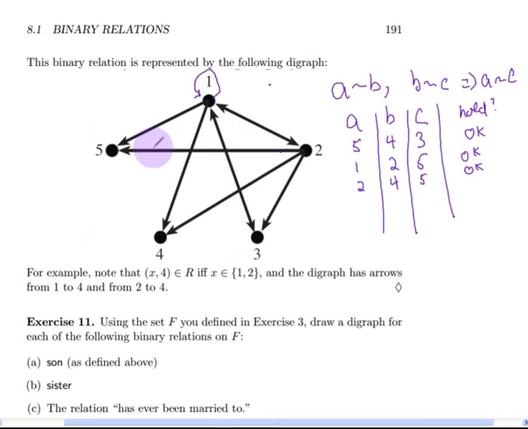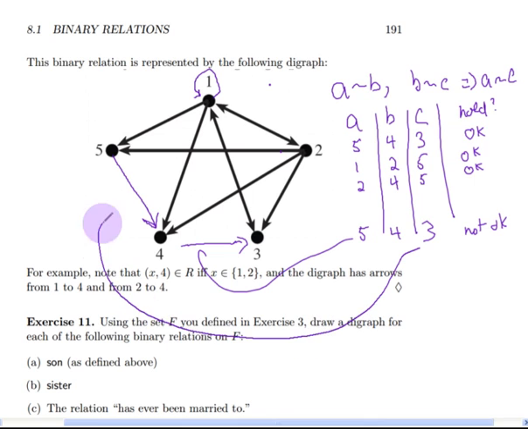Now let me give you an example. If I added these two arrows, and you considered 5, 4, and 3, now look, 5 is related to 4, 4 is related to 3, but 5 is not related to 3. So this is not okay. But that's only true if I add these two relationships. So if transitivity fails, it means you can find two successive arrows such that the direct arrow does not exist.